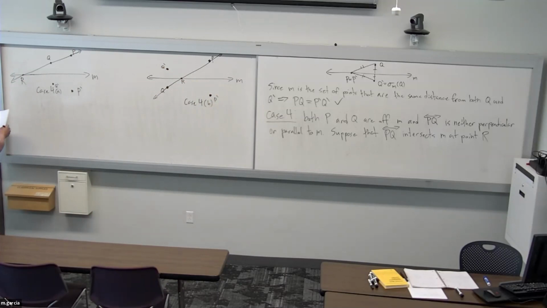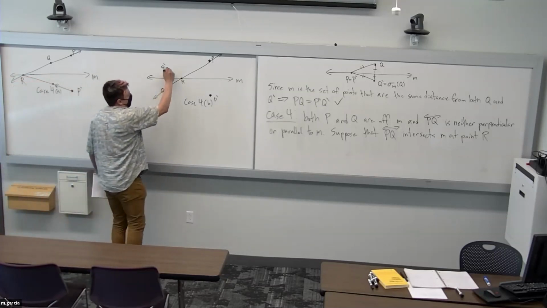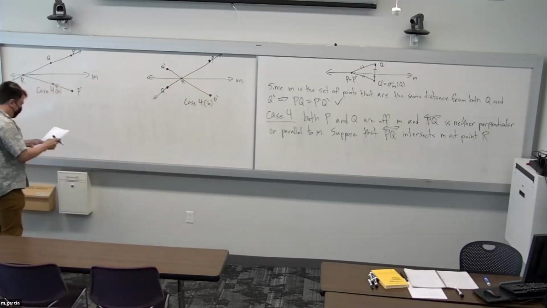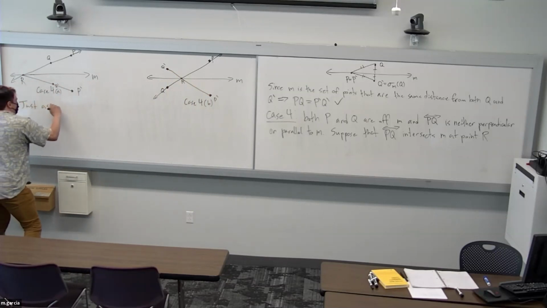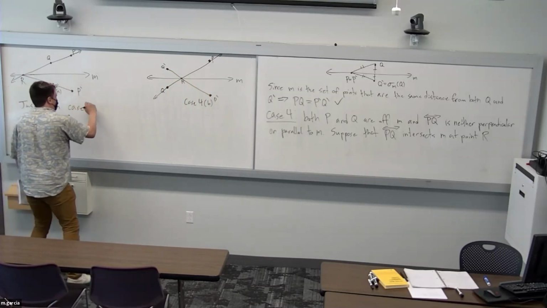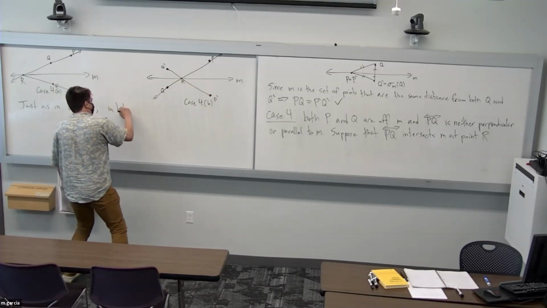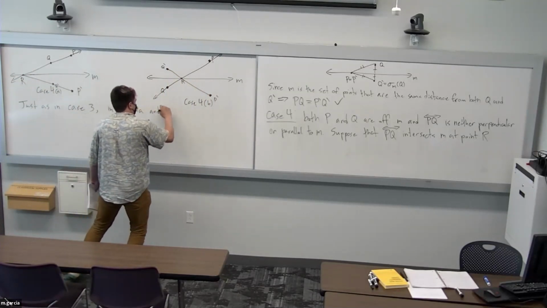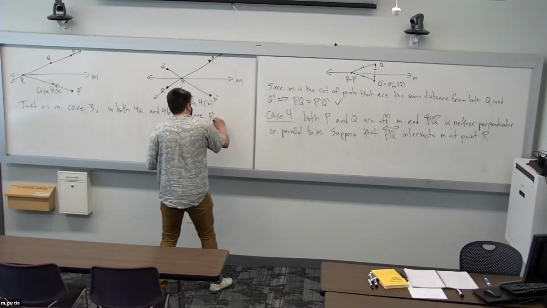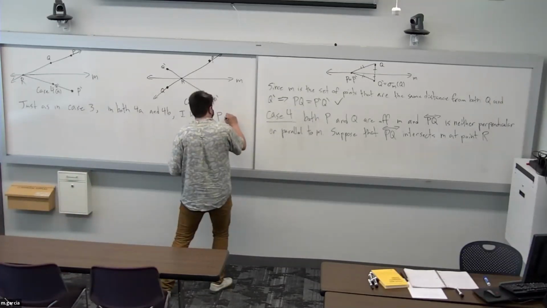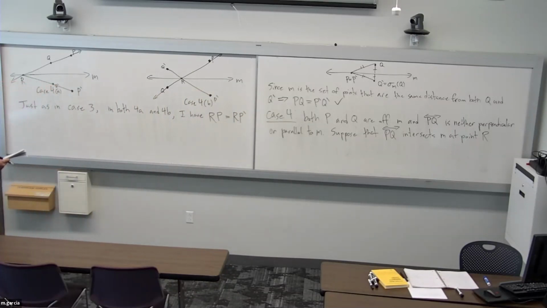Okay, so that is to say, what we know is just as in case 3, in both 4A and 4B, I have the length RP is equal to the length of the segment RP prime. Right? Okay.